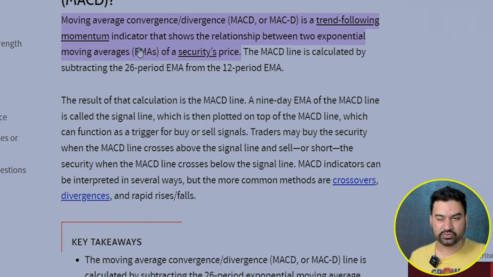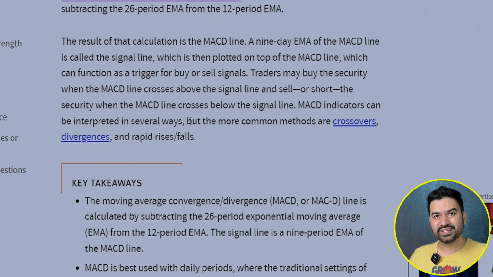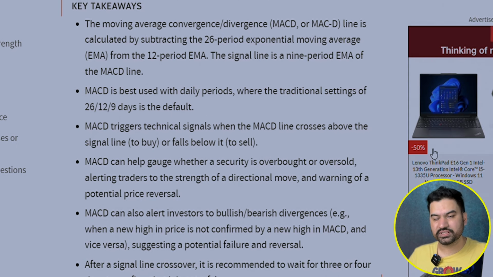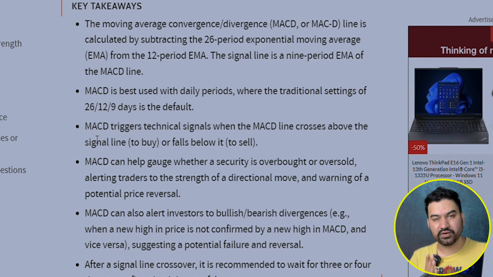You might have seen many times that there are two colors. Whenever you use the MACD indicator, there is a blue line and an orange line. As you can see, a 9-day exponential moving average of the MACD line is called the signal line, which is then plotted on top of the MACD line and can function as a trigger for buy or sell signals. It's written that MACD triggers a technical signal when the MACD line crosses above the signal line.